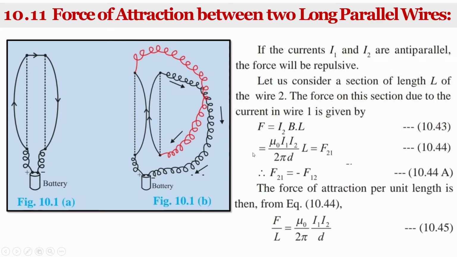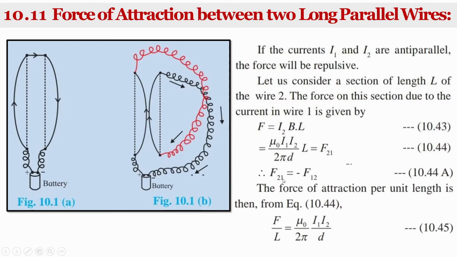So F is equal to mu naught I1 I2 upon 2 pi d into L, and that is denoted by F21. That is the force acting on the second wire due to the current flowing in the first wire. Here F21 is equal to minus F12. What is F12? That is the force acting on the first wire due to the current flowing in the second wire.